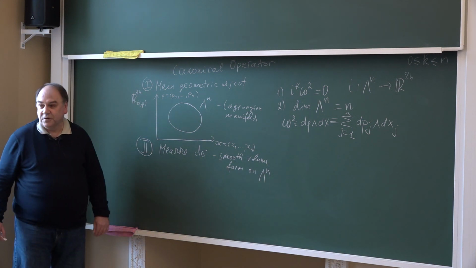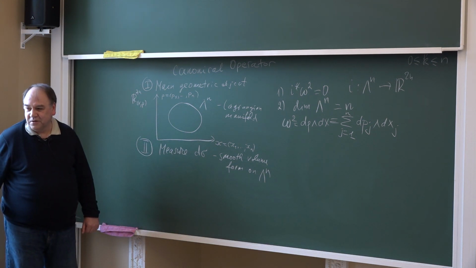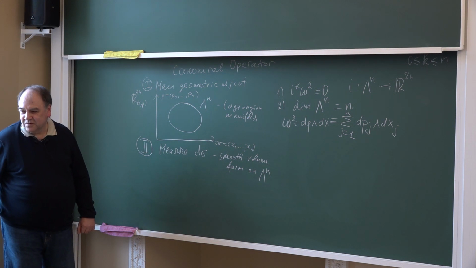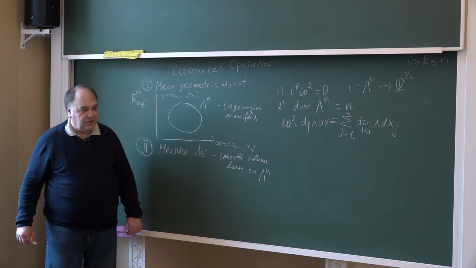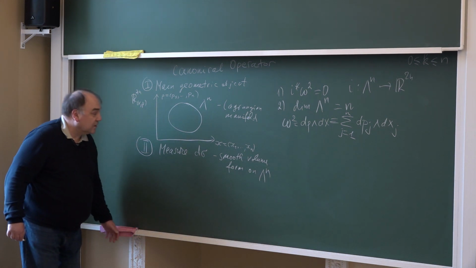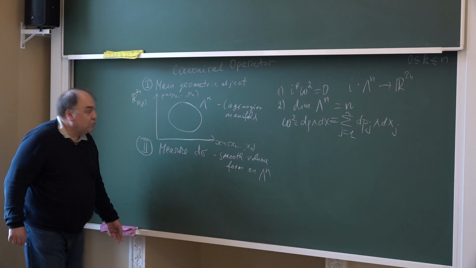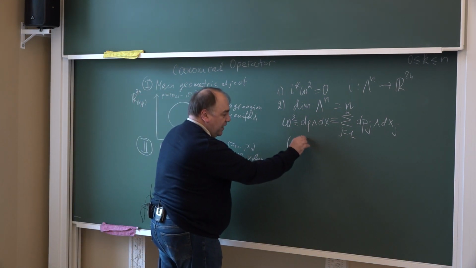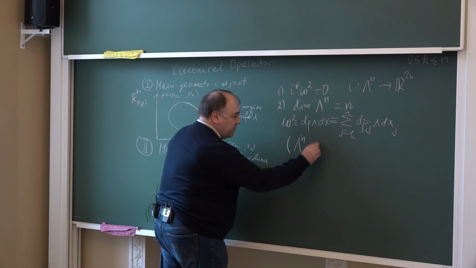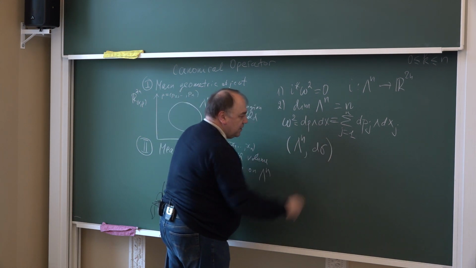Just for students, as far as I understand, for the Helmholtz equation, Λ^n is just filled by the trajectories of the Hamiltonian system corresponding to the... Yeah, exactly. Exactly. Well, okay.